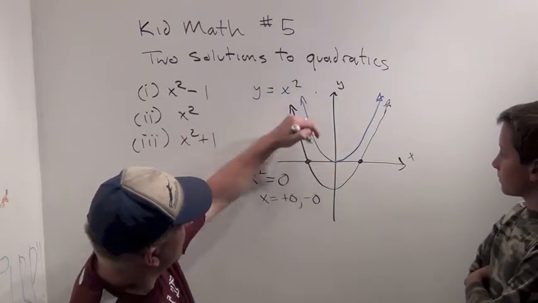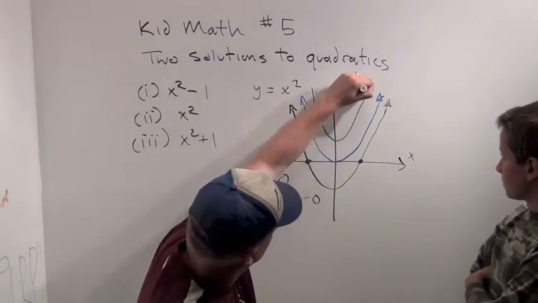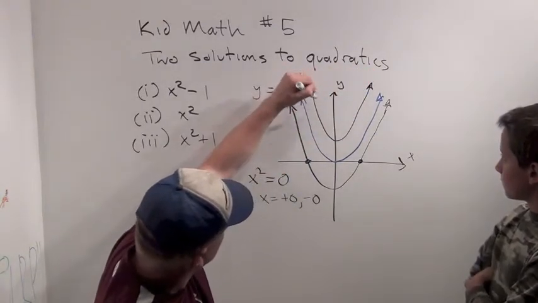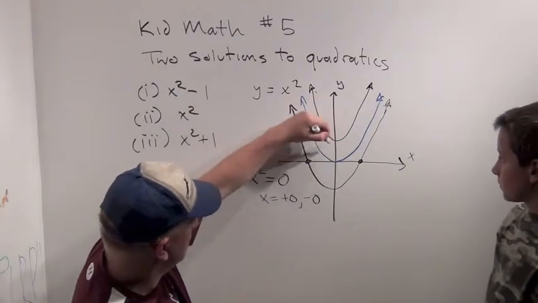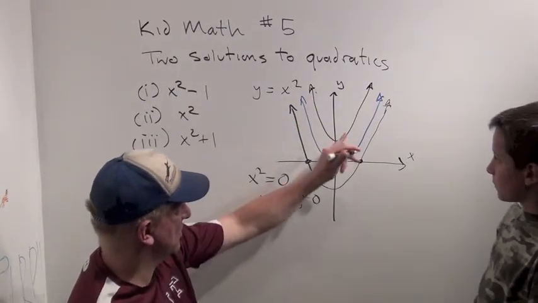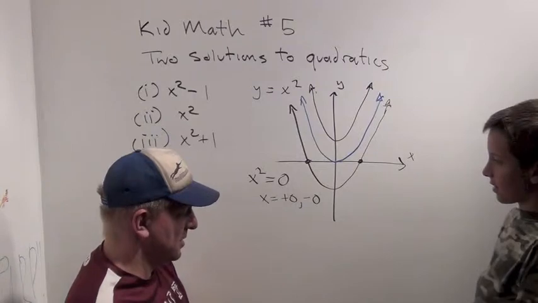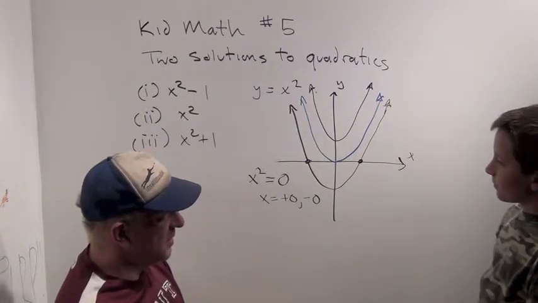Okay? But now here's one that's even a little bit more mysterious, x squared plus 1. This is going to take the same graph and shift it up even more. Okay, so now just looking at the graph, where does this cross the x-axis? This graph doesn't touch the x-axis. It doesn't seem to.